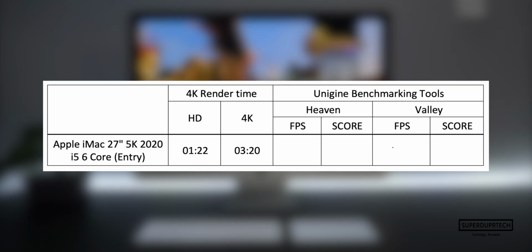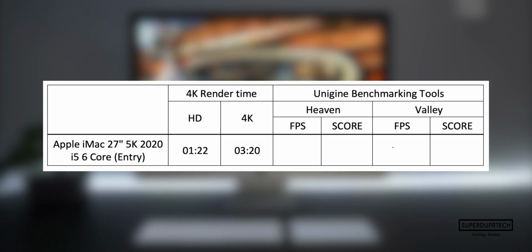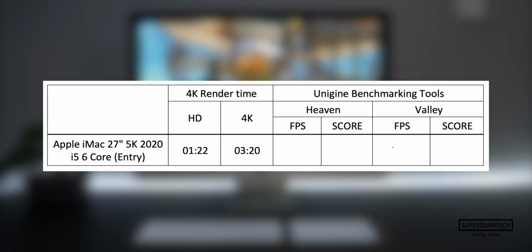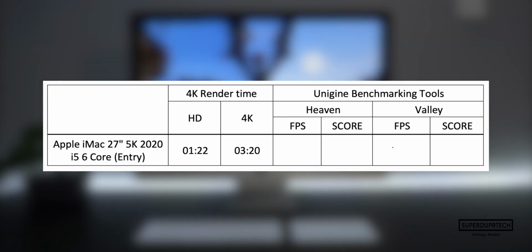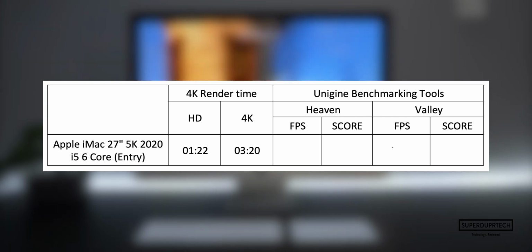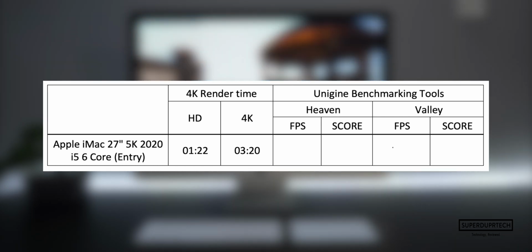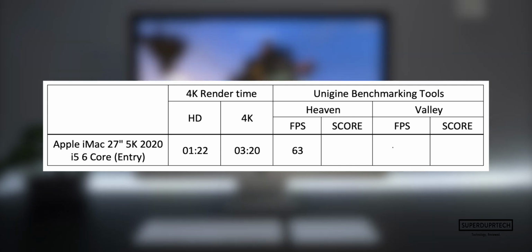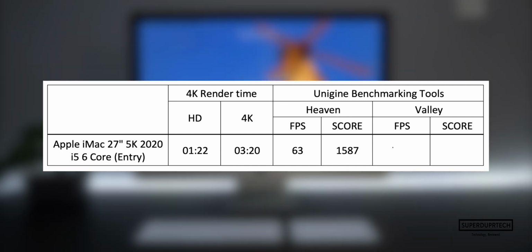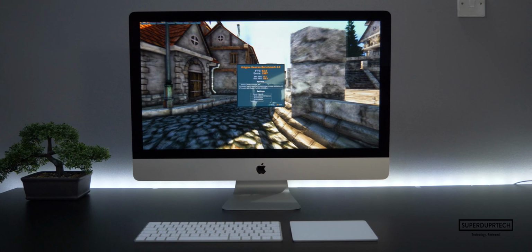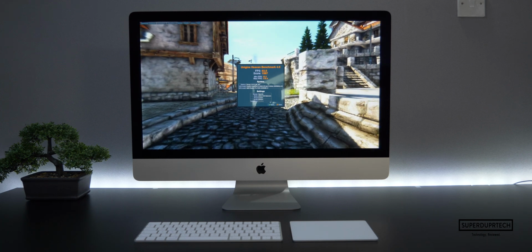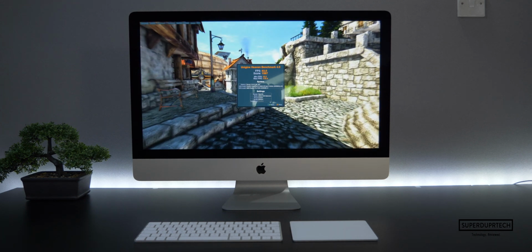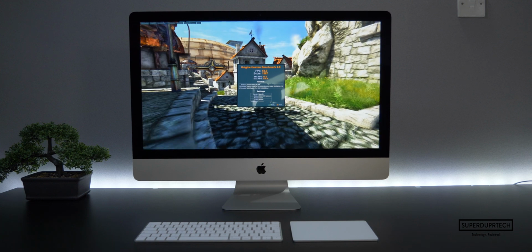The last series of tests that I performed came from Unigine, the first of these being their Heaven benchmarking test, which is a heavy CPU and GPU test, which will not only give a general score based on its performance, it will also give an average frame rate for when rendering out a particular scene. So for Heaven, I got an average FPS of 63 frames per second and a score of 1587.